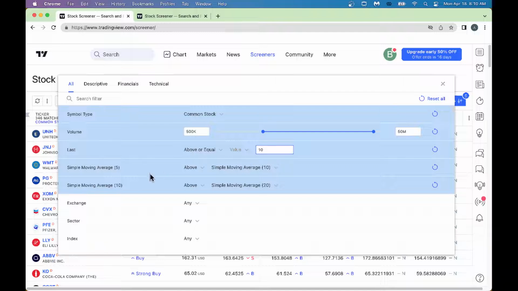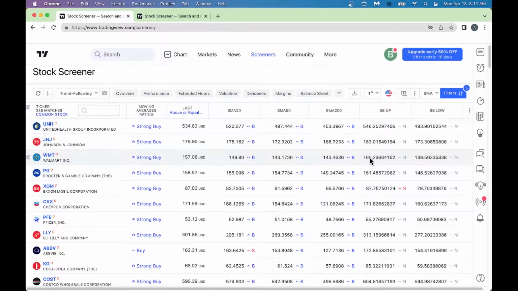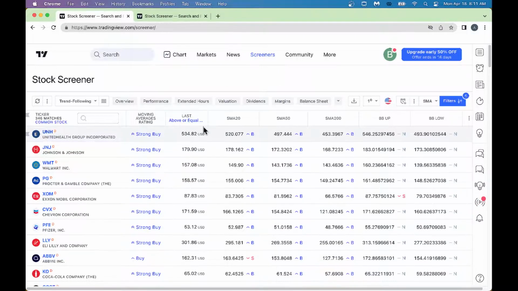Then I made sure the 5-day SMA is above the 10-day SMA. And also the 10-day SMA is more than the 20-day SMA. That tells you these are trending up. So with that, I applied the filter and got the list. As you can see, top of the list is UNH, and it's doing pretty well. It followed the criteria, moving up right now. It also tells you the trend here, strong buy, and so on and so forth.